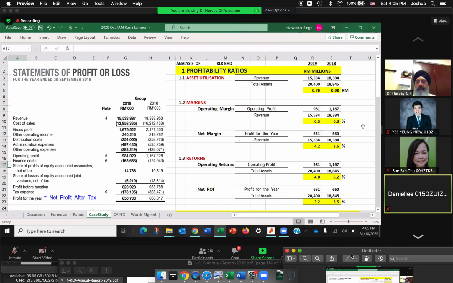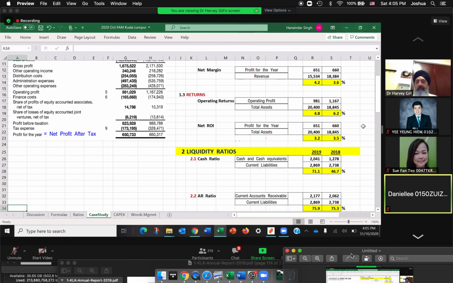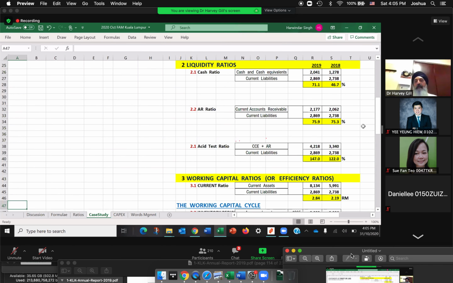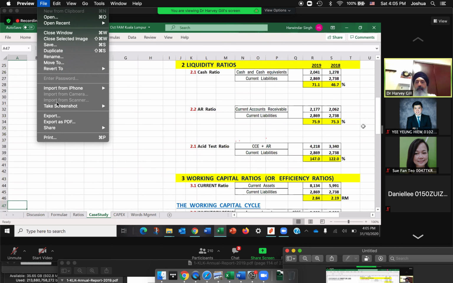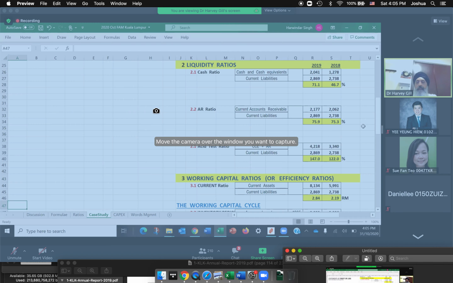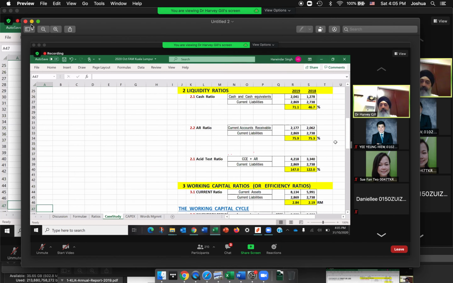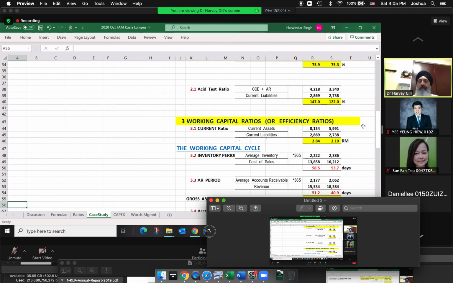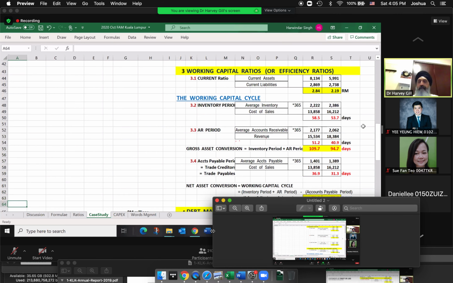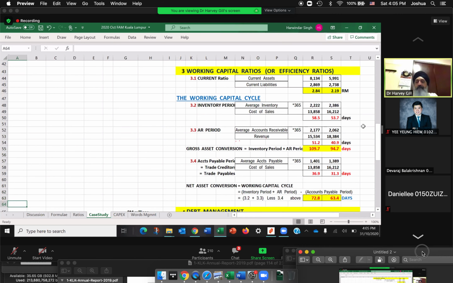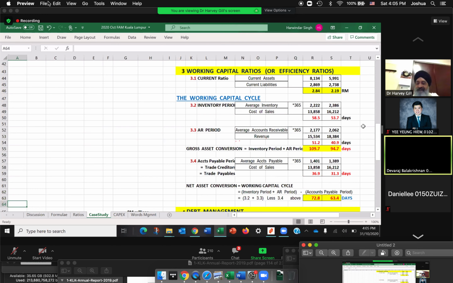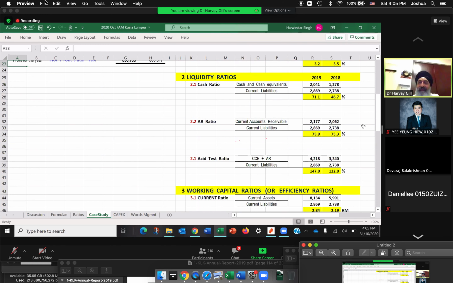And now the liquidity ratios. Okay, next section, liquidity. 5, 4, 3, 2, and 1. Next, the working capital ratios. Doctor, if you don't mind, can you go back to number 2? You have to be quick on the draw, my friend.